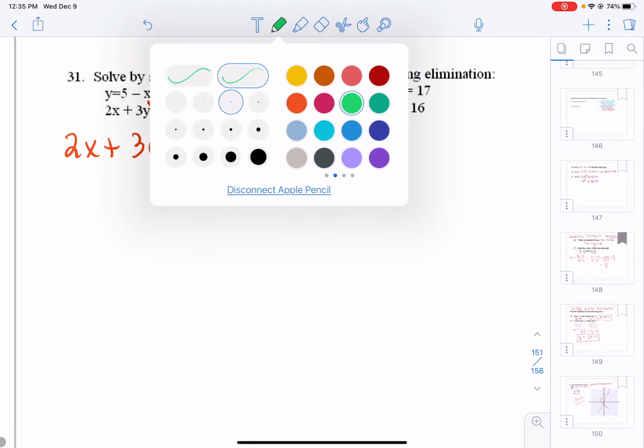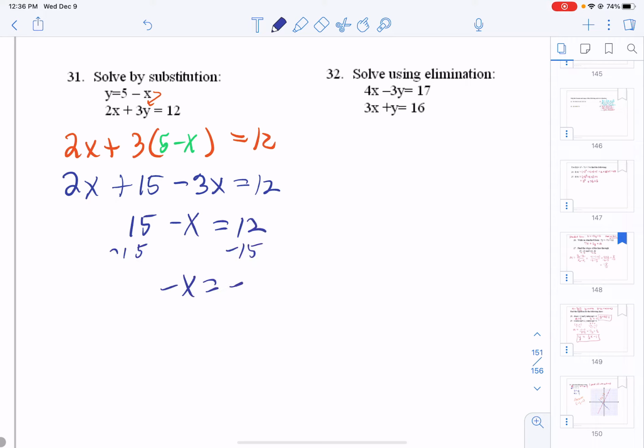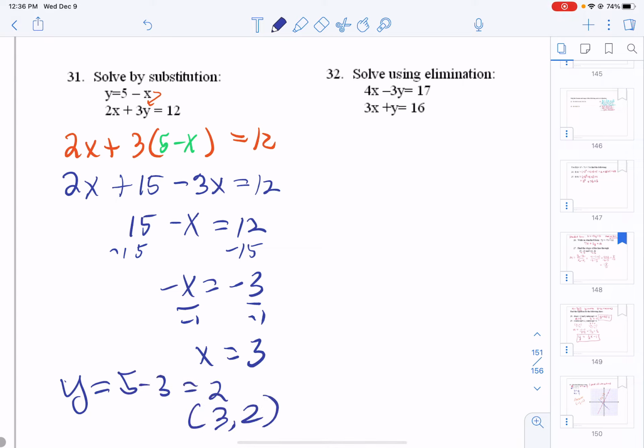Well, now it's just an equation. Let's go ahead and solve it. So we get 2x. Let's distribute the 3. Plus 15 minus 3x equals 12. Let's simplify that left side a little bit because 2x minus 3x is -x. Let's subtract 15 from both sides. Let's divide by -1. X equals 3. Now, we're not done. We need a point. So we have to plug it back into the fact that y equals 5 minus x. And so we get a point, 3, 2. You should find a point of intersection.